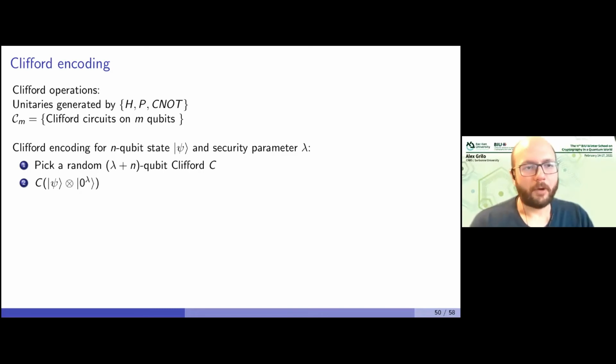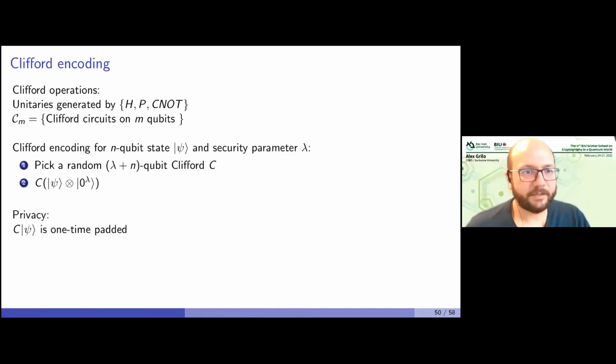And why do we like Clifford encoding? First, we have privacy. As we saw before, when you apply random Paulis, you have a quantum one-time pad. And Clifford operations subsume Pauli operations. So in particular, by picking a random Clifford, we have that C psi is one-time padded for every state psi.